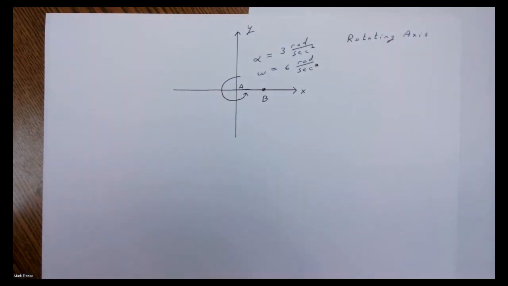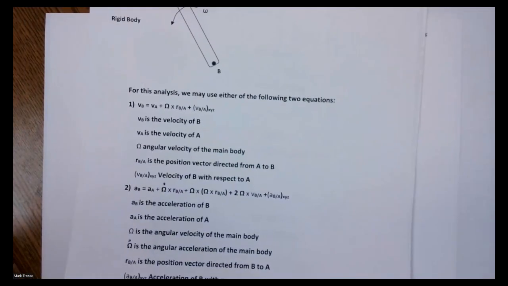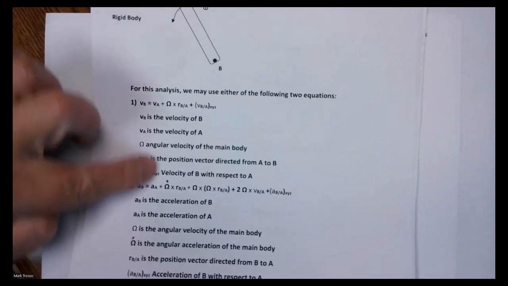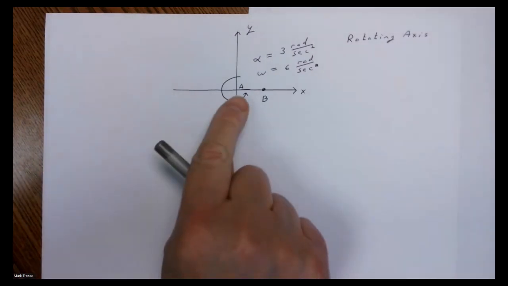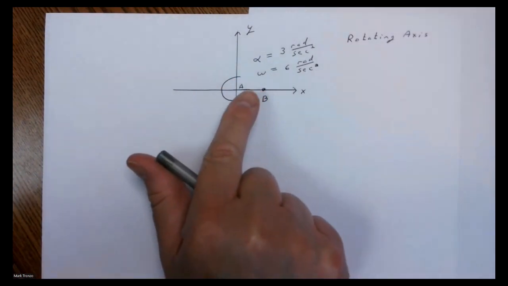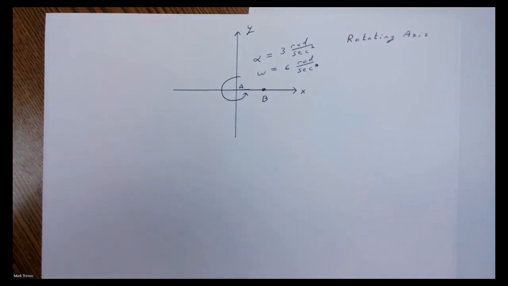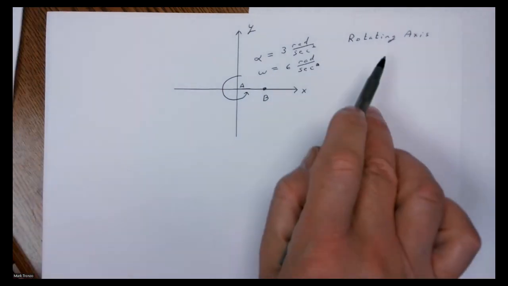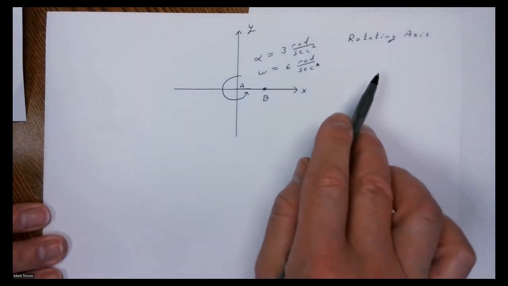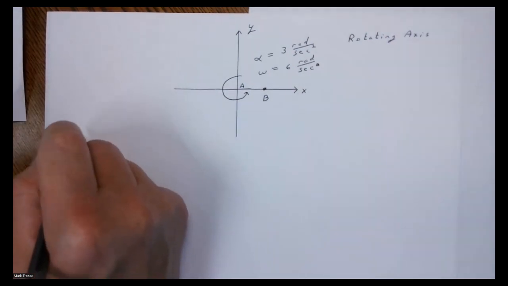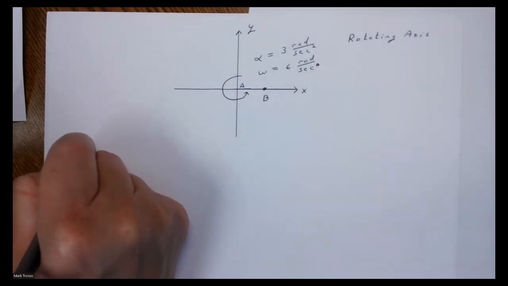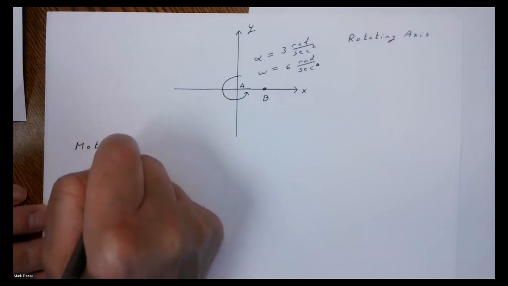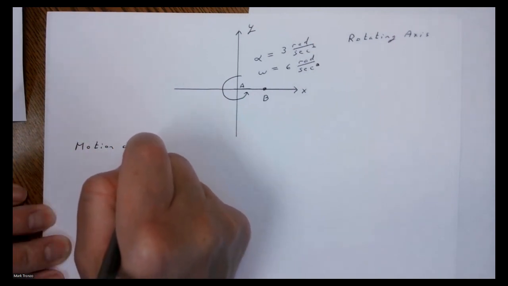I'm going to call it A only because I have the equations already with A and B, so I don't want to change those. You could just change the A's to O if you wanted to, but I'm going to make it a little bit simpler. I'm going to change that center point to A. So I just copied this. And so what we want to do is figure out what's happening with the main body, what they sometimes call the rotating axis or the motion of the moving reference. Let's set that out. Motion of moving reference.